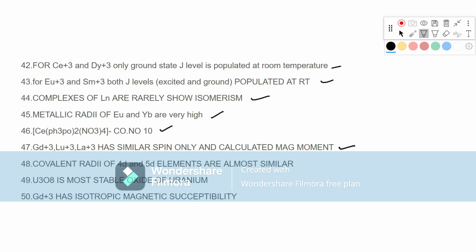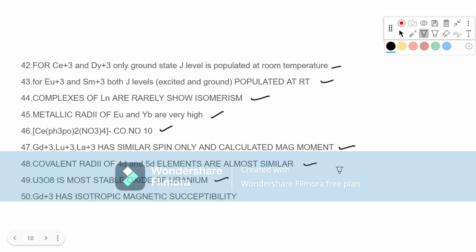This is also very, very important and a previous year question. Covalent radii of 4d and 5d elements are almost similar in size because why? 4f is deeply buried. I have already discussed this point. Next, U3O8 is the most stable oxide of uranium. Okay, very, very important point.